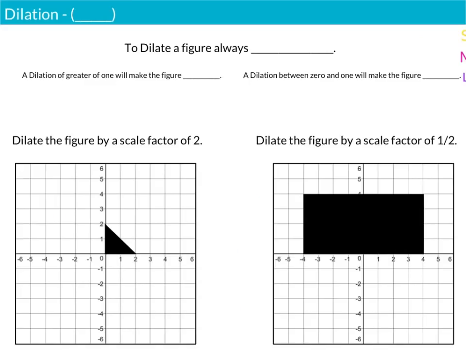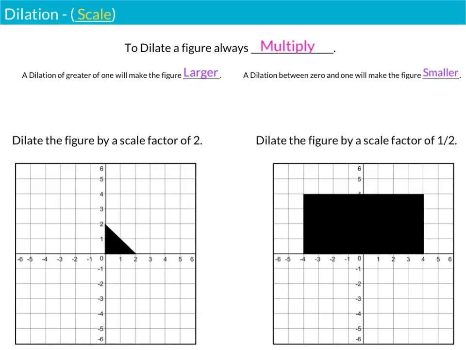Here we are moving on to dilation, or as you better know it, scale. To dilate a figure, remember you are always going to multiply. You're not going to do anything else to figure out dilation. The only thing you're ever going to do is multiply. Remember, a dilation with a number greater than 1 is going to cause the figure to become larger, and a dilation between 0 and 1 will make that figure smaller.